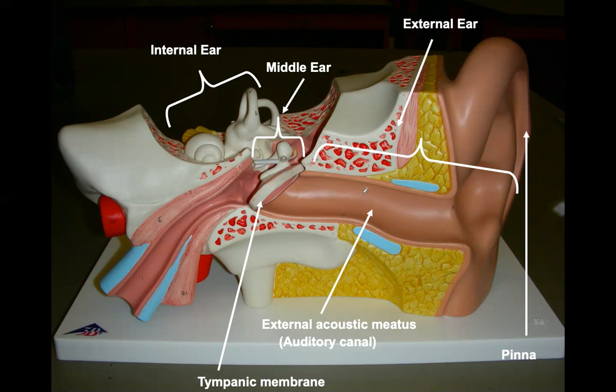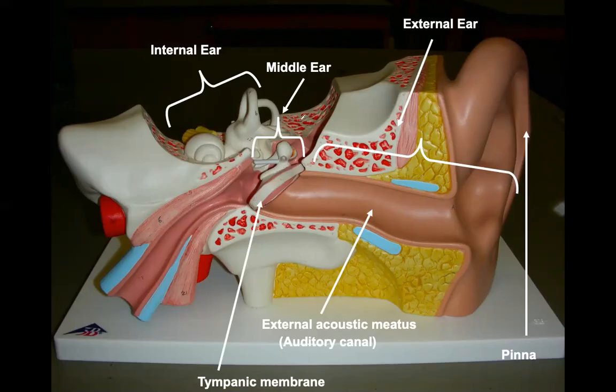At the end of the external acoustic meatus, you have this kind of a flattened structure or flattened funnel structure. That's the tympanic membrane, which in layman's terms is called the eardrum. But please don't use that in your exam. I'm just kind of helping you identify structures here.